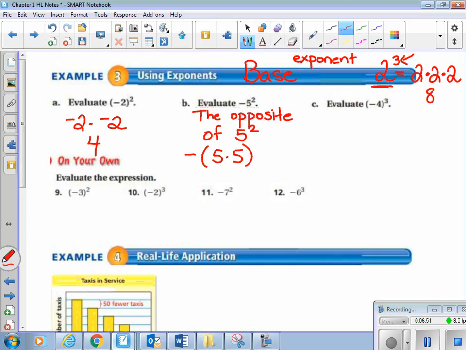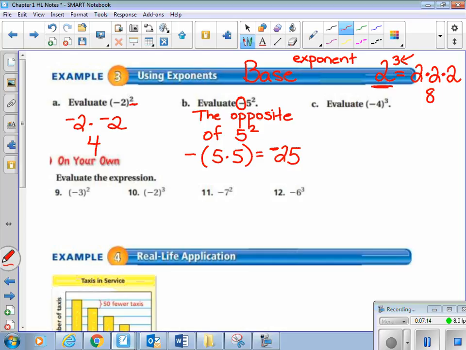5 times 5 is 25. The opposite of 25 would give me -25. So when you have a negative sign out here with no parentheses, it's asking you for the opposite of a positive answer. So your answer will always end up being negative. That's not true over here. That will depend on your exponent.